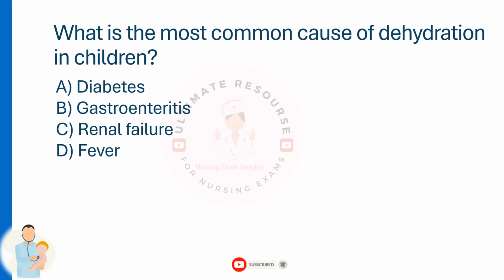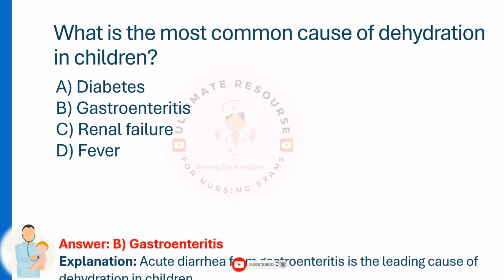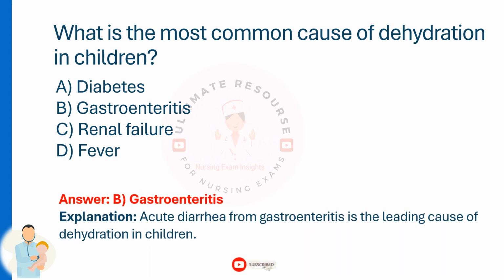What is the most common cause of dehydration in children? Options are A. Diabetes, B. Gastroenteritis, C. Renal failure, D. Fever. Answer is B. Gastroenteritis. Acute diarrhea from gastroenteritis is the leading cause of dehydration in children.